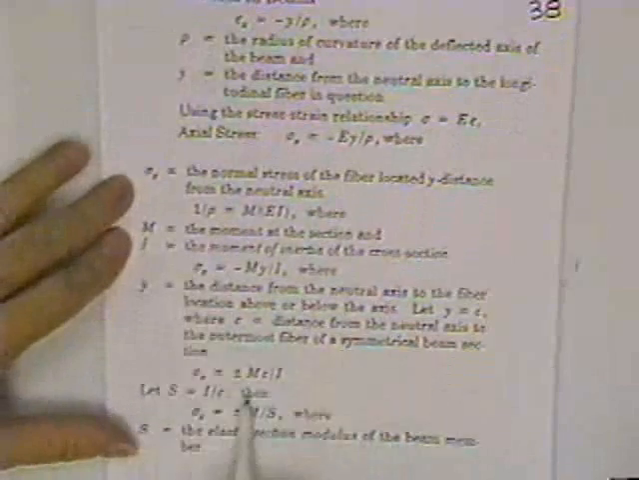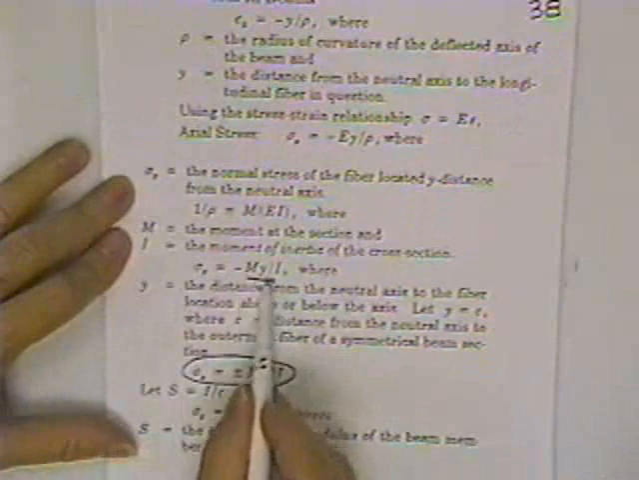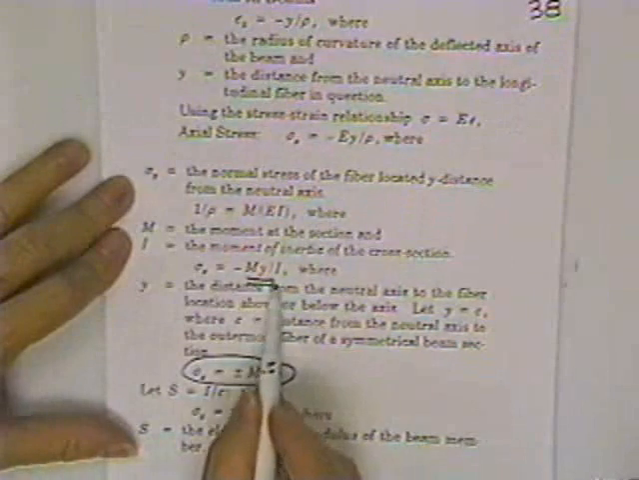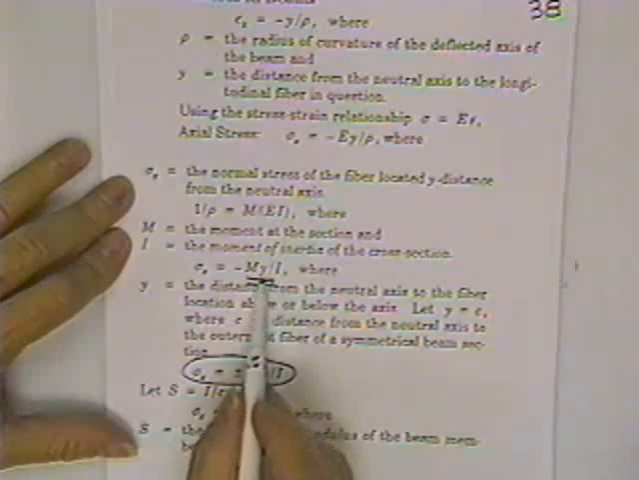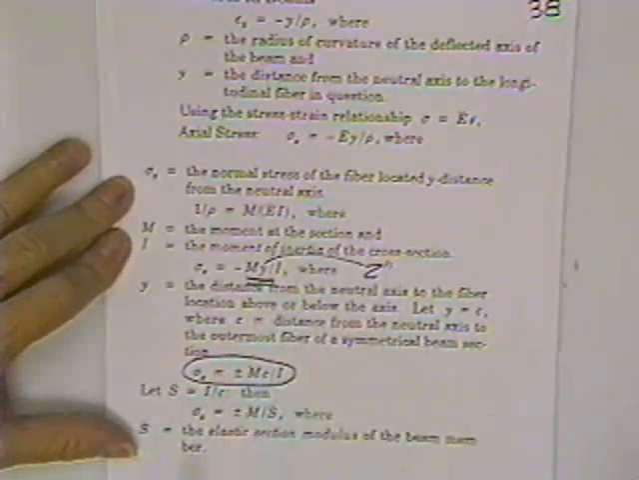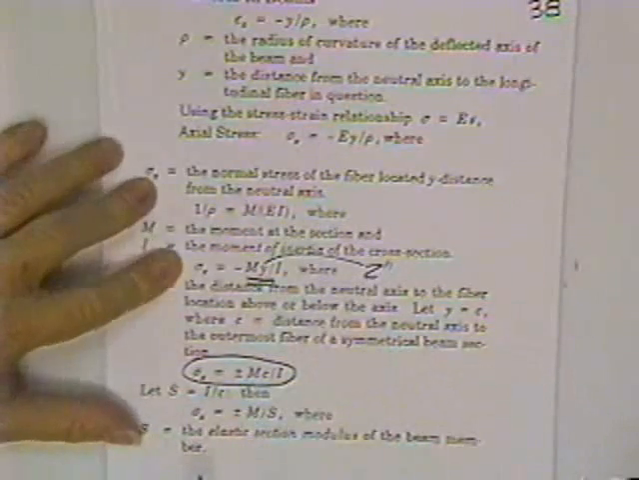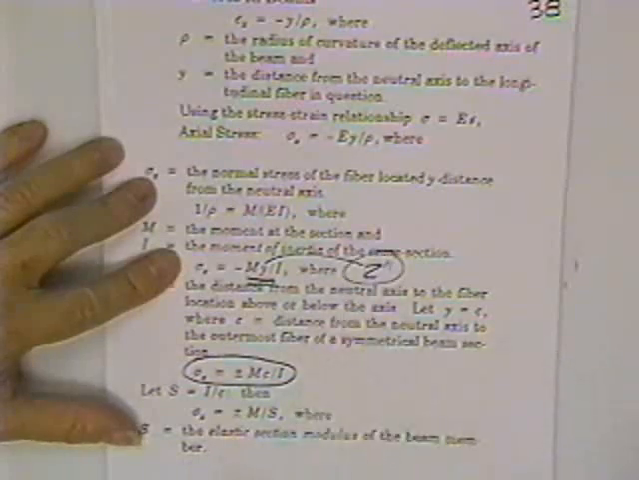Here is your MC over I equation. You may not want to go all the way to the outside fiber and find the biggest stress. If they ask you to find the stress 2 inches up, well then you'd put a 2 here, even though that may not be the maximum stress. He may say, look, I don't want the maximum stress. I want to know what the stress is 2 inches above the neutral axis. Then you put a 2.